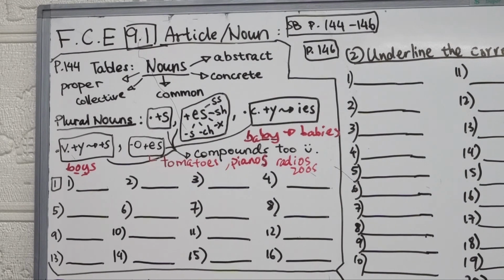Now, if you want to know which countries use just s and which countries use es, it's very simple. British English has es and American English has just s. So just try to remember how to spell the words ending in O, because there's no general rule.